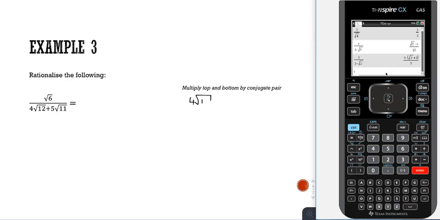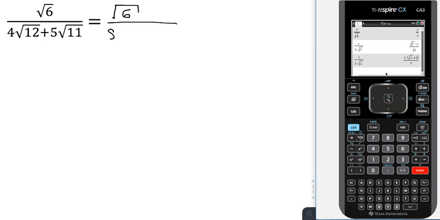Alright, next example. So, again, I've got a scenario here where on the bottom of my fraction I have 4 root 12 plus 5 root 11. 12 is not in its simplest form. I could, however, still just find a conjugate pair of this without simplifying it. I'm going to choose to simplify it to start off with though. So 4 root 12 is the same as 8 root 3, sorry. And then the conjugate pair of that is going to be 8 root 3 minus 5 root 11.